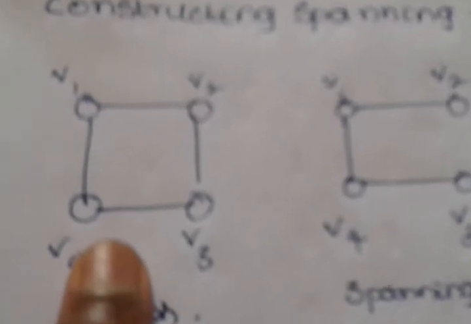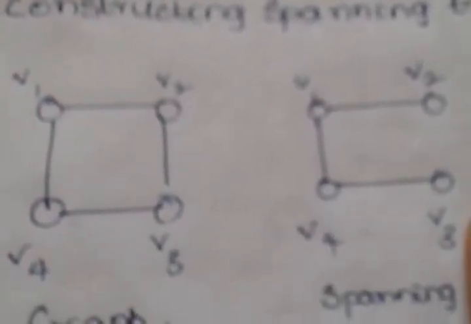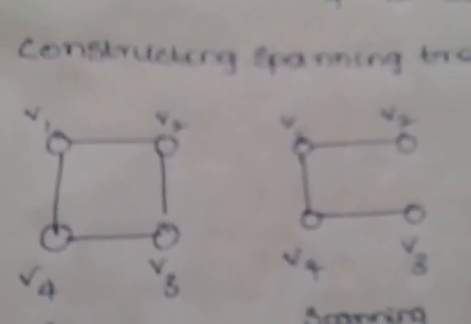A spanning tree is a subgraph which contains the same number of vertices as the original graph. Whatever number of vertices exist in the original graph, the same number of vertices should exist. A cycle should not exist. Then such a thing is called a spanning tree. We are going to call this a spanning tree.